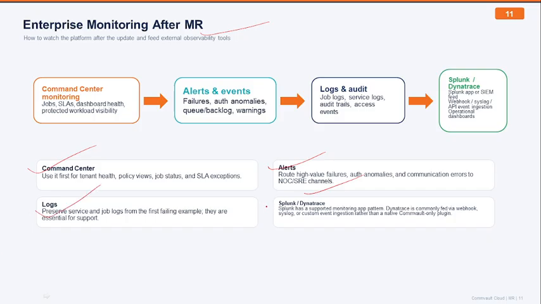Logs: Splunk and Dynatrace. You can ignore these this time because these are monitoring tools, and I don't know which tool you are using to monitor your environment. If you are using Splunk or Dynatrace, Dynatrace has a supported monitoring app pattern. Dynatrace is commonly fed via webhook, syslog, and custom event ingestion. I will come to this point in a coming lecture, on how we can integrate Dynatrace with our Commvault environment.